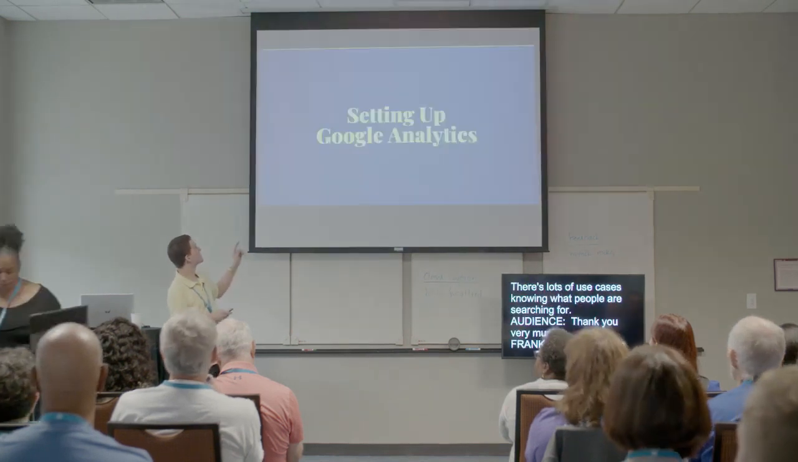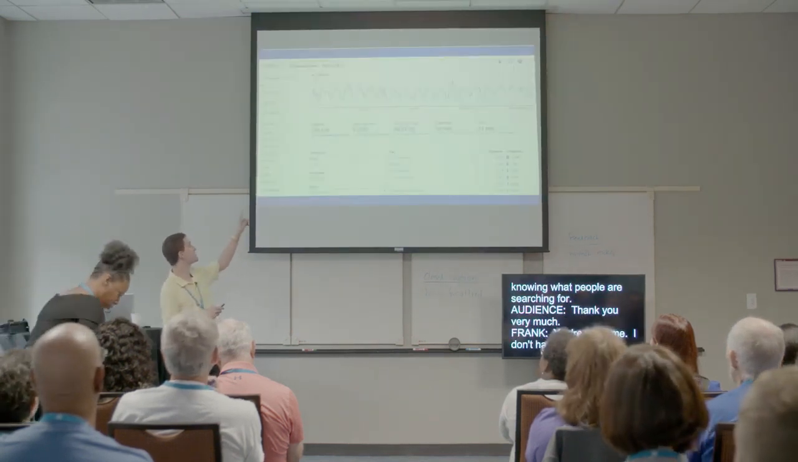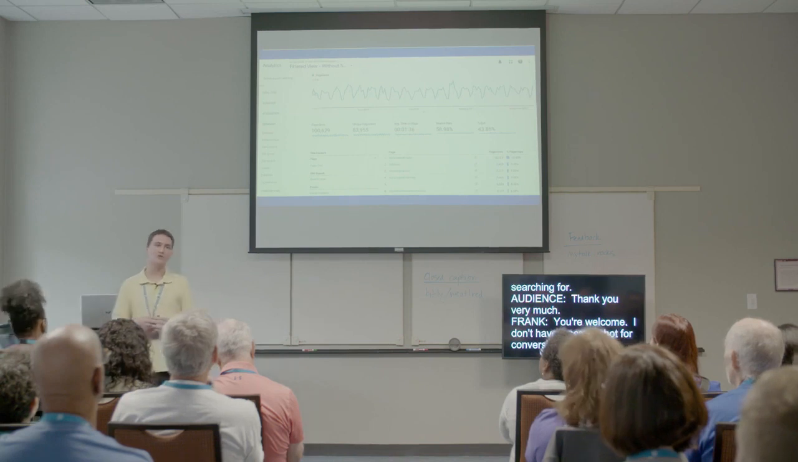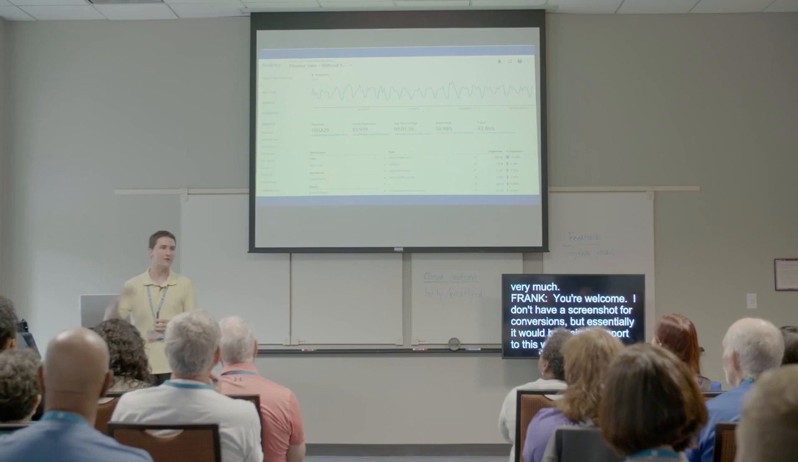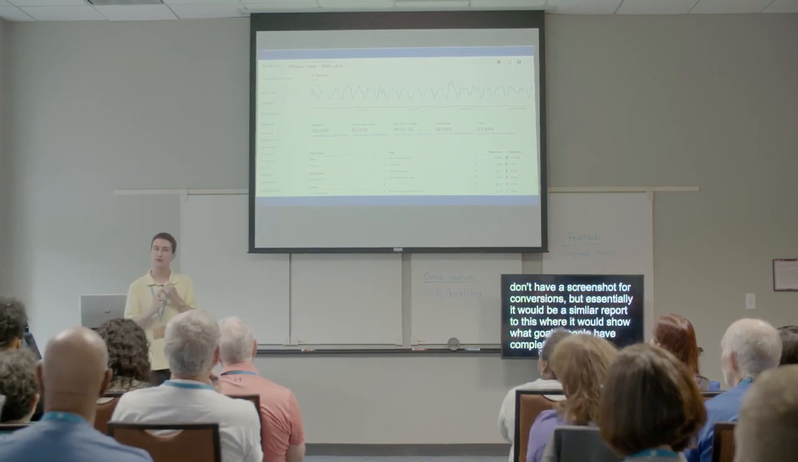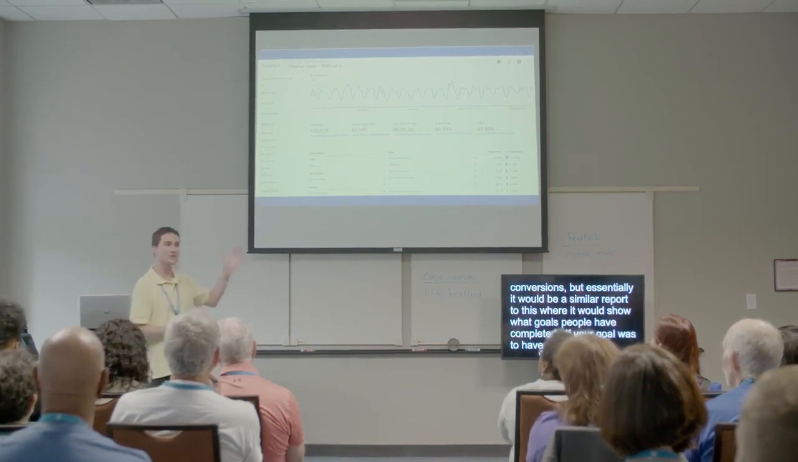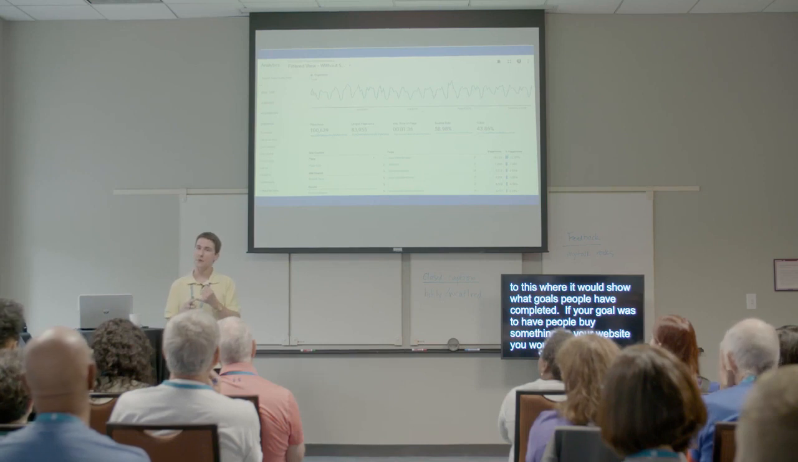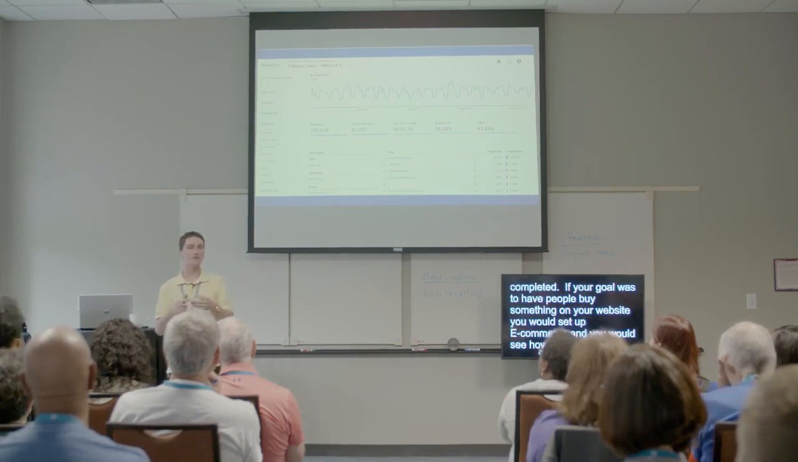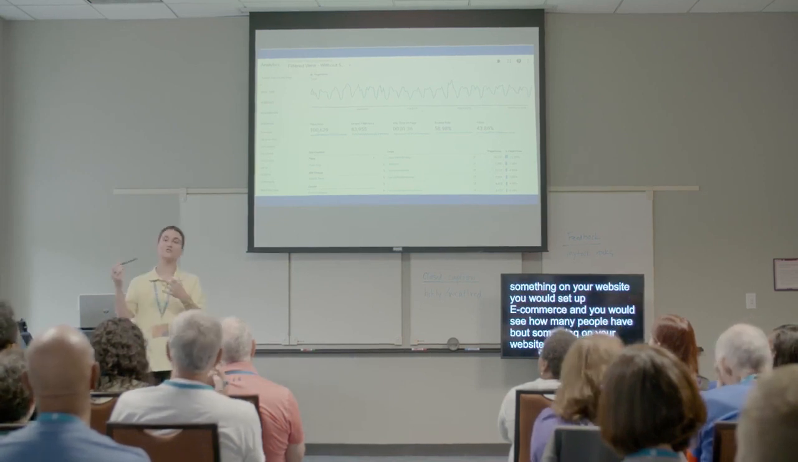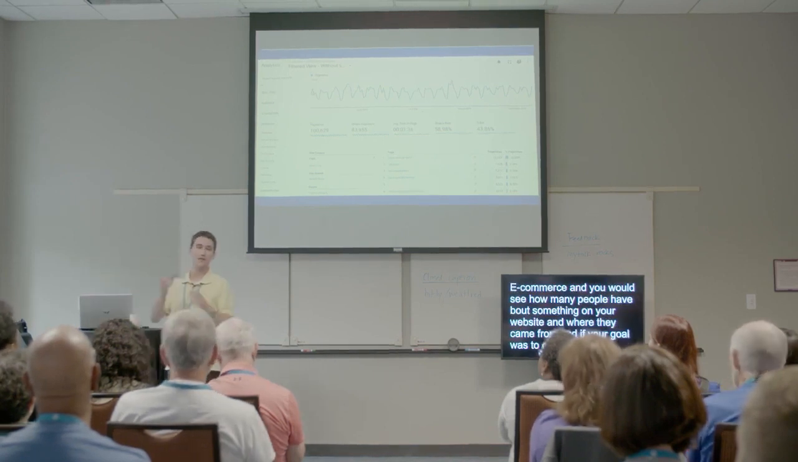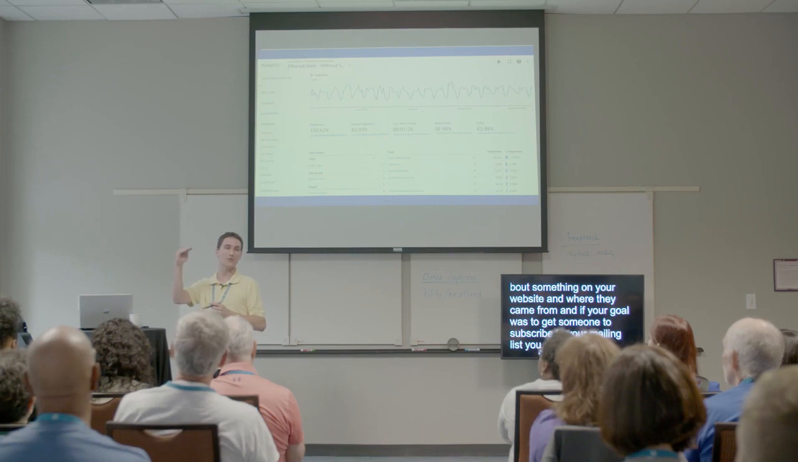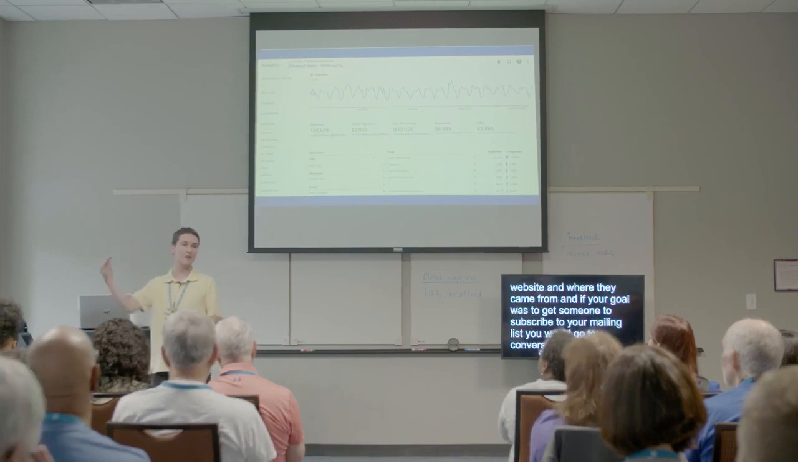Okay, I don't have a screenshot for conversions, but essentially conversions would be a similar report to this, where it would show what goals people have completed. So if your goal is people buy something on your website, you would set up e-commerce, and you would see how many people have bought something on your website and where they come from. And if your goal is to get someone to subscribe to your mailing list, you could go to conversions, and you would see a chart of the number of people that signed up for your mailing list, and where they came from.